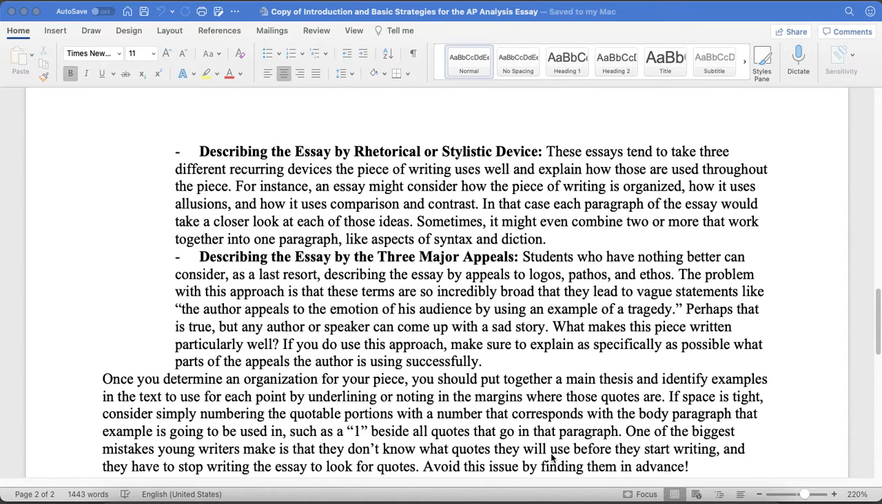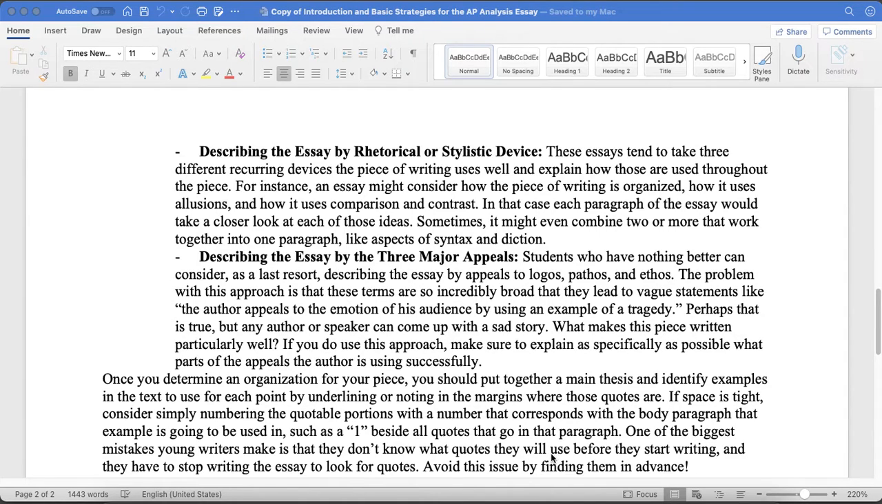This one is a little bit harder if there aren't recurring choices the author makes. If the author's not doing something again and again, you don't want to write a whole paragraph about the one time you saw personification in the whole piece. But if there are recurring elements, this might be a way to organize your essay well.